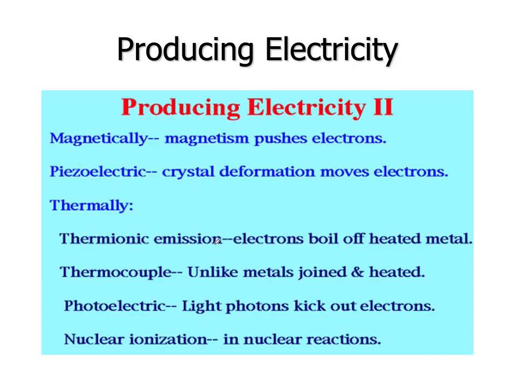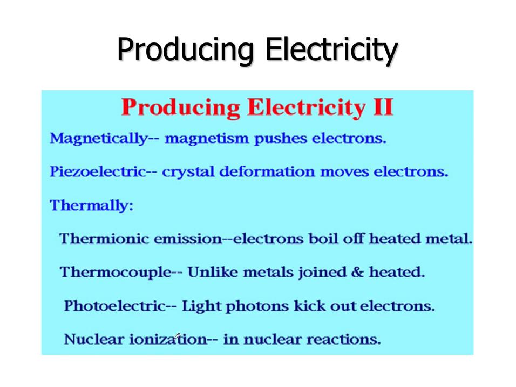All right. How do you produce electricity? We've talked about batteries already. There's other ways to produce it as well. Magnetically, if you take a coil of wire and run a magnet through there, you can produce electricity. Piezoelectric, if you strike a crystal, like a quartz crystal, it actually produces an electric potential. Thermally, you can boil electrons off a heated metal. You can use a thermocouple, 2 different metals joined together and heated. Photoelectric really doesn't fall under thermally, but light photons kick out electrons from a material.